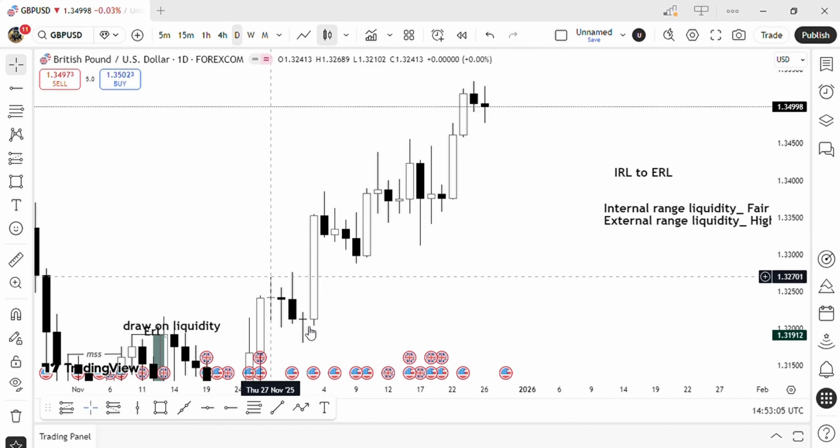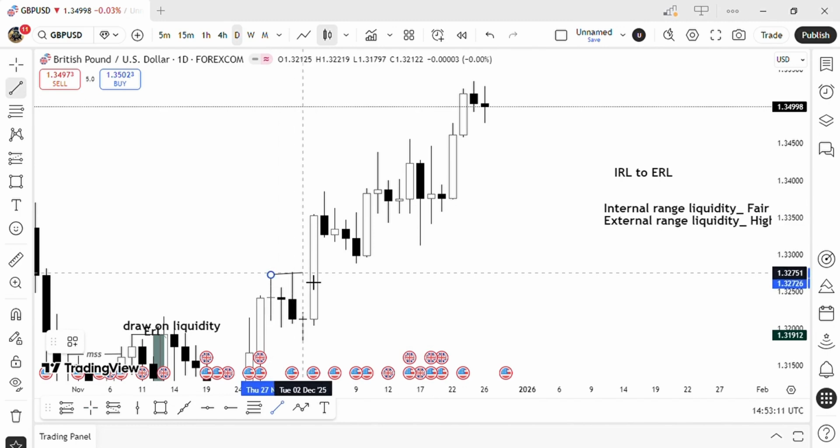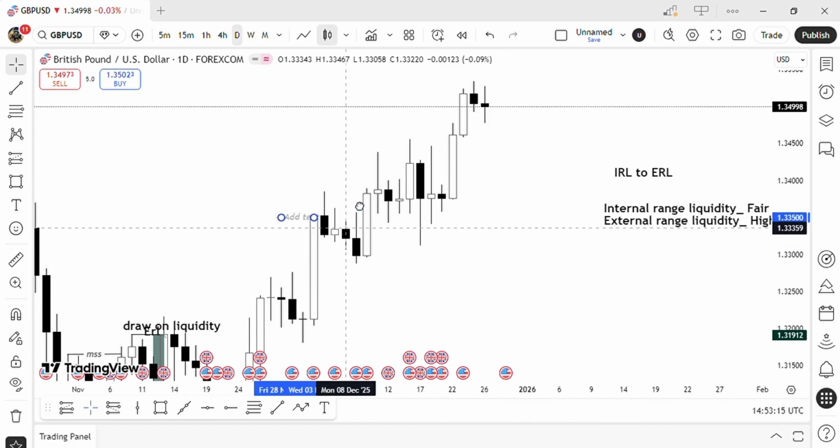This is a range, right? Our higher time frame range. Remember, the first thing, identify your range. It's a higher time frame range, and on this range, what happened?